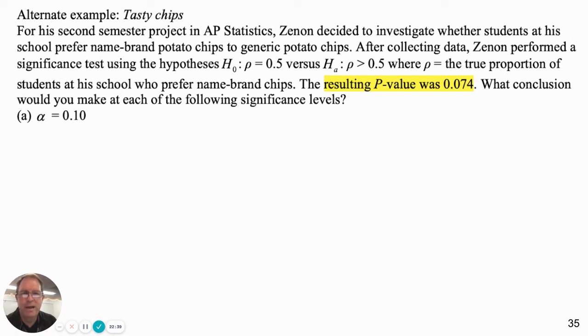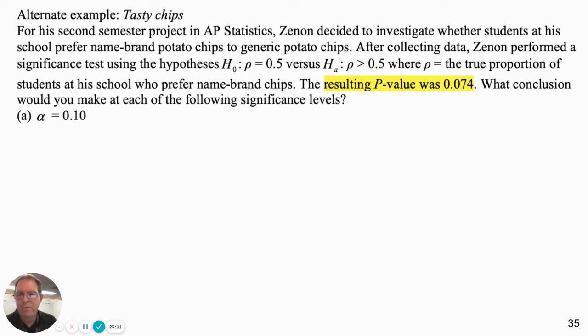After collecting data, the student performed a significance test where the null hypothesis is that p is 0.5. The alternative is that p is greater than 0.5. In this case, p is equal to the true proportion of students at his school who prefer the name brand chips. So you can see if p is 0.5, then half of them prefer one and half prefer the other. The resulting p-value is 0.074. What conclusion would you make at each of the following significance levels?